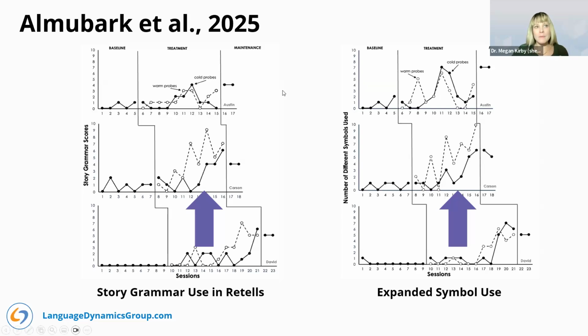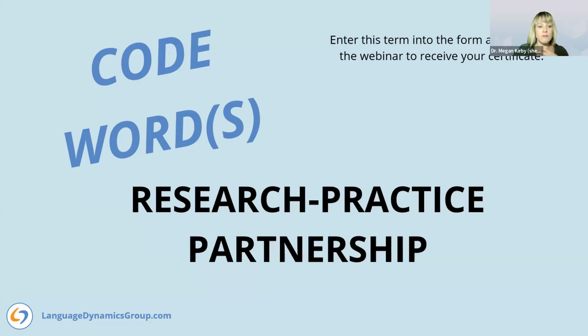Anyway, this article is great. It's open access. You can Google it too, and download it, but this has huge promise. I encourage you to read it because it will give you more information about how to use the Story Champs AAC expansion pack. And that brings us to the final code word. It's research practice partnership. Okay. Research practice partnership is the second and final word for your certificate.